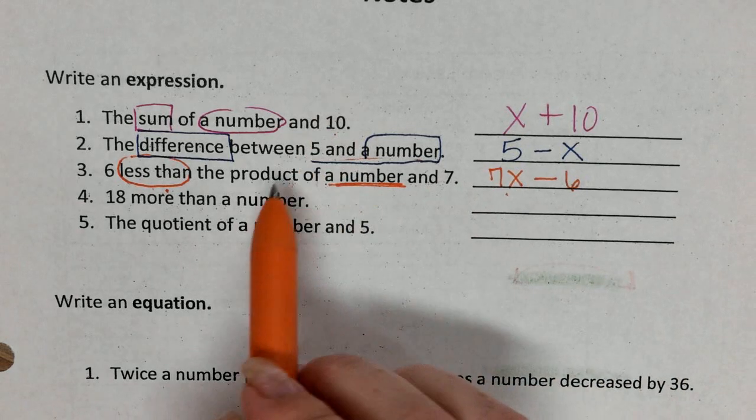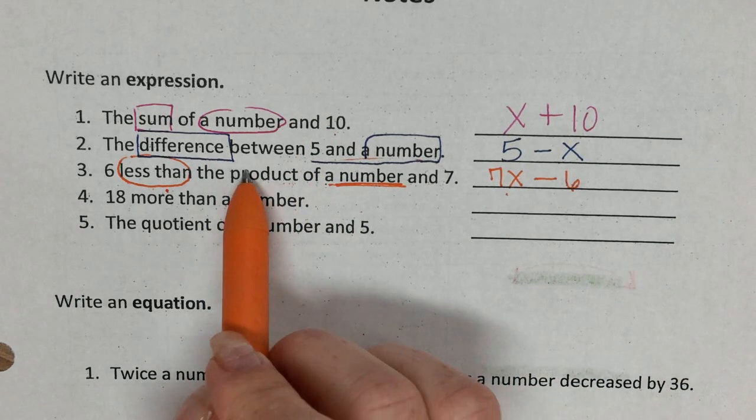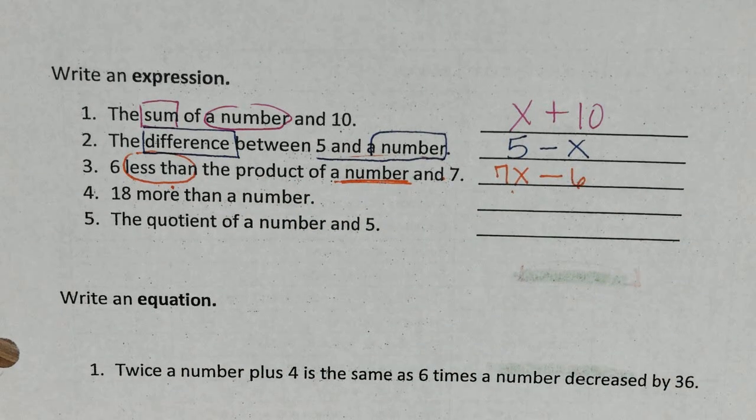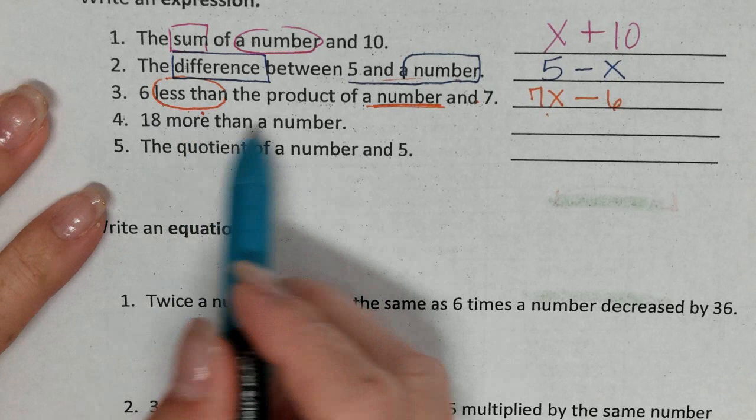How did I get 7x? The product, that means multiply a number and 7. If you put x7, it's the same thing, it's just not proper. We always put the number in front of the variable, okay? All right, let's go to the next one. Try this one on your own. This one's super easy.